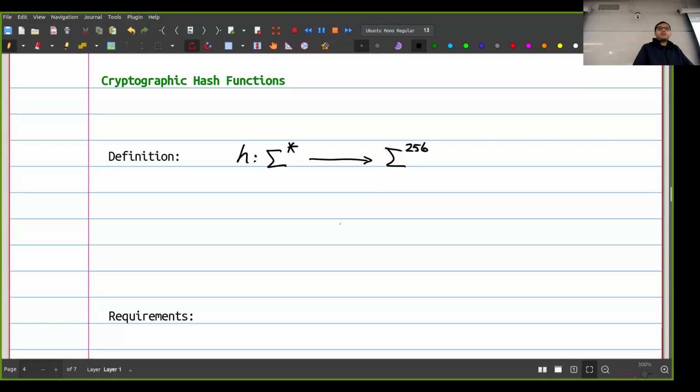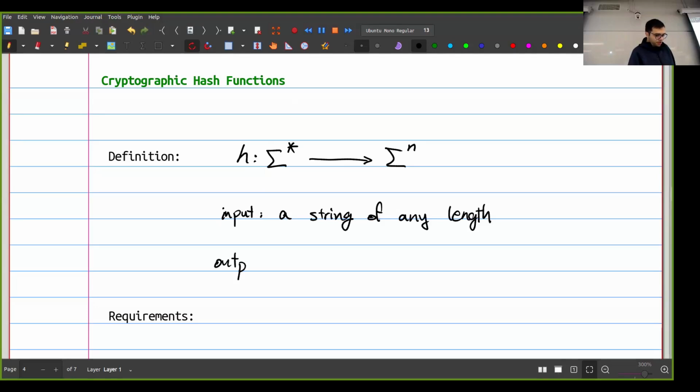Now, instead of this 256, of course, you can have hash functions that have other sizes, 1024, whatever. But we generally use 256. So instead of 256, I'm just going to write n. So that's just the definition of a hash function. So very simple. The input is going to be a string, and it can have any length. The output is always a string of a fixed length.